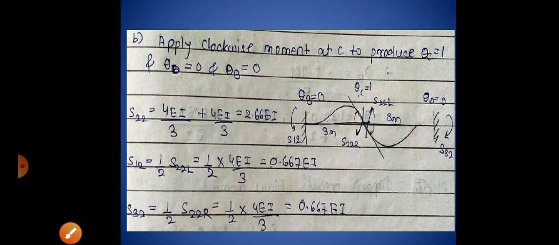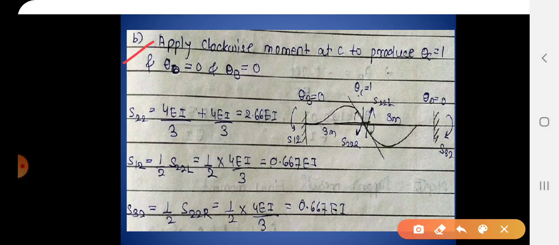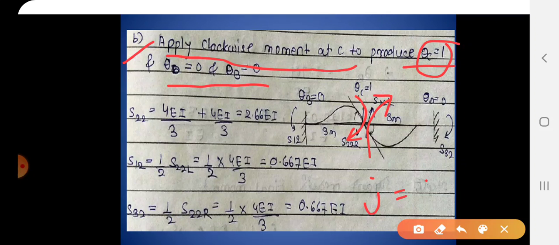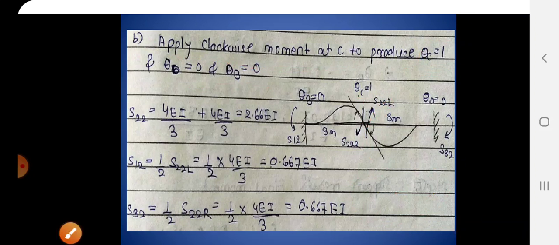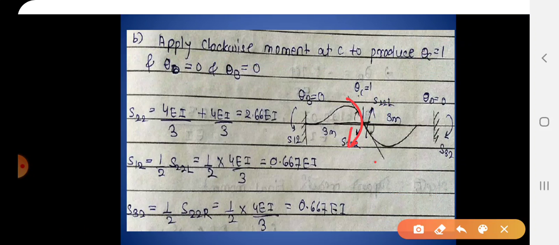Now go to part B. What is our second unknown? Theta C. So apply a clockwise moment at C to produce theta C equal to 1, and other displacements, that is theta B and theta D, should be 0. Therefore apply the moment at C, and as this is part B, J is equal to 2.